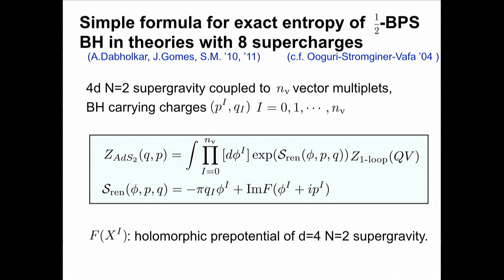equal to 2 supergravity, ungauged supergravity coupled to nv vector multiplets, if you take a black hole carrying charges pi and qi, then this AdS2 functional integral, which is exponential of the quantum entropy, was equal to this n plus one-dimensional integral. Okay, so it's the integral of exponential of S renormalized, which itself is a Legendre transform of imaginary F, evaluated on this localizing solution. So the answer is very, very nice and pretty, times a Z1 loop. F here is the holomorphic prepotential of supergravity. Okay. So this was the summary.